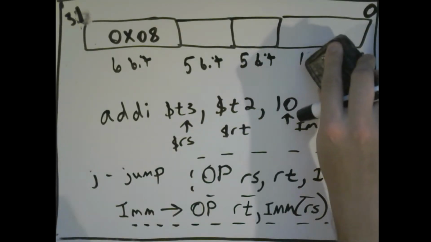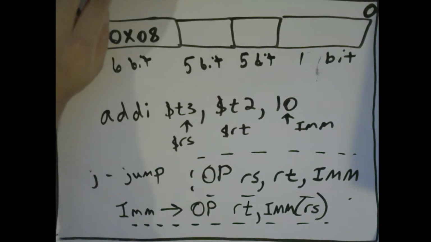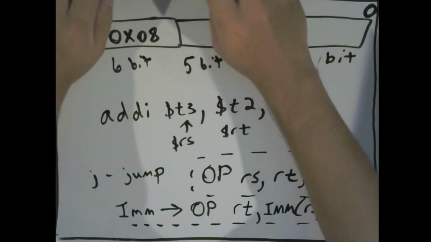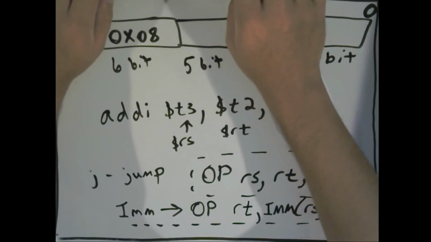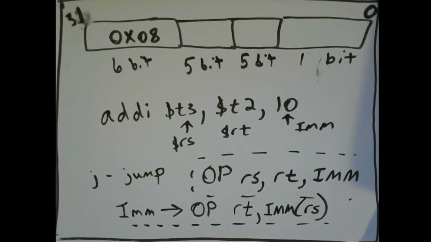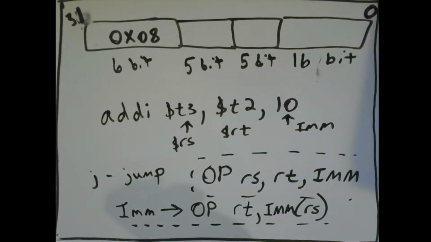I think I'm missing some actually. Let me look at my notes right here, so I give you guys the correct format. Immediate is 16 bits. That's why I was off. Right. Okay.